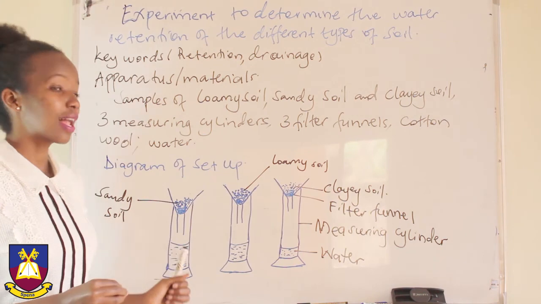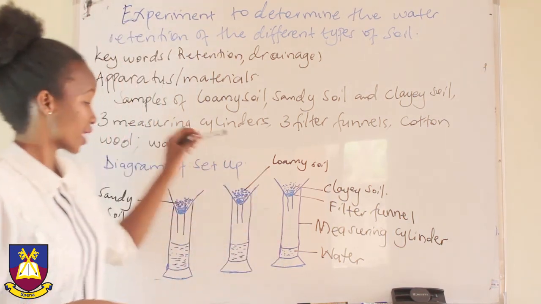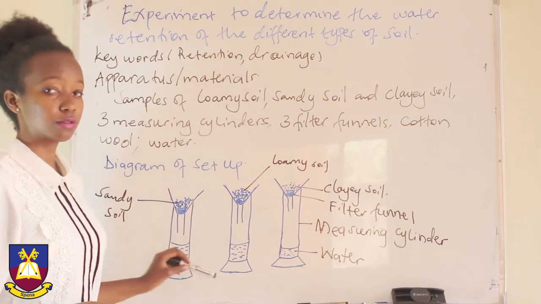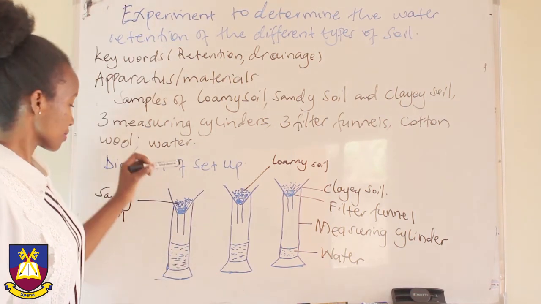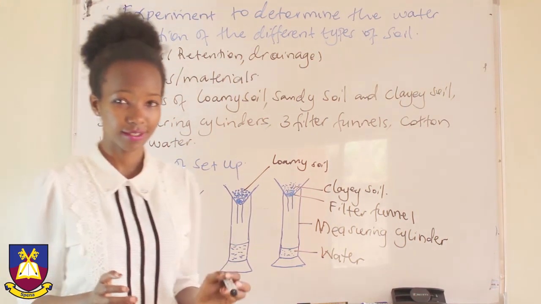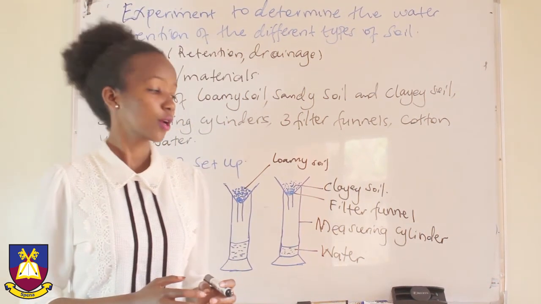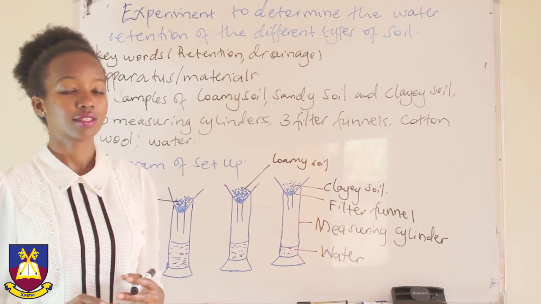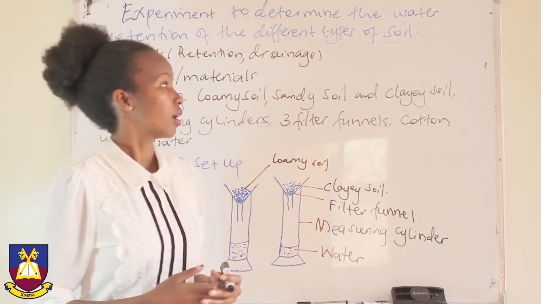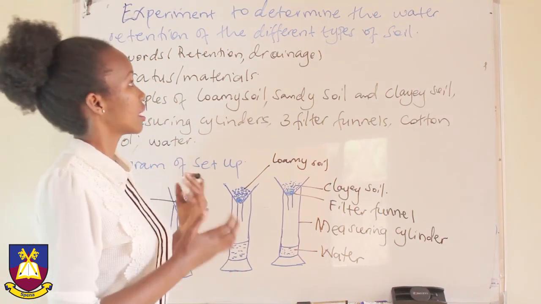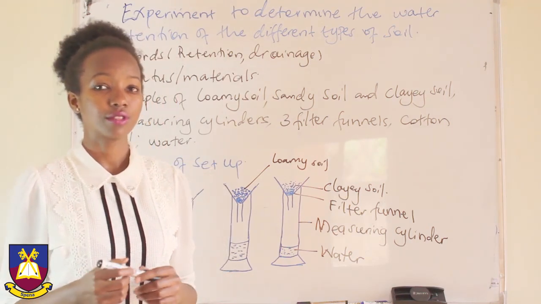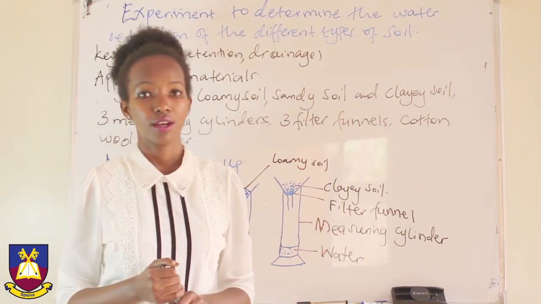Whereas sandy soil has the greatest drainage. By drainage, remember, we mean water flowing through the soil particles. Sandy soil has the greatest, and clay soil has the least water drainage. So that is the experiment to show the water retention and water drainage of the different types of soil.